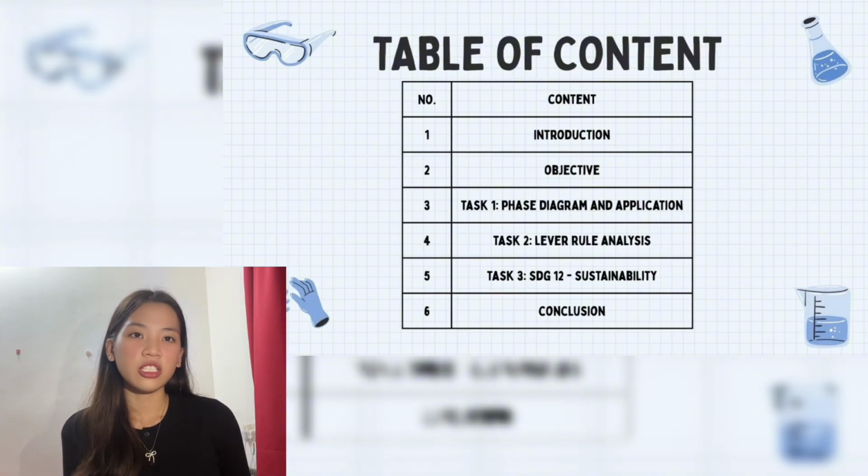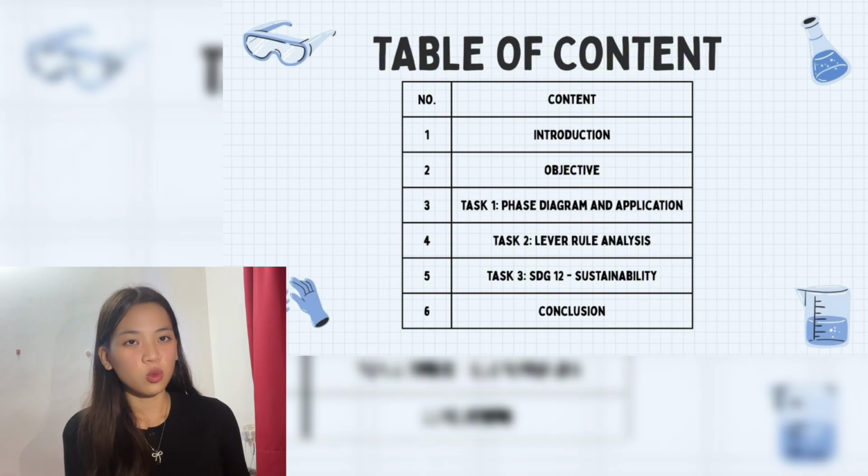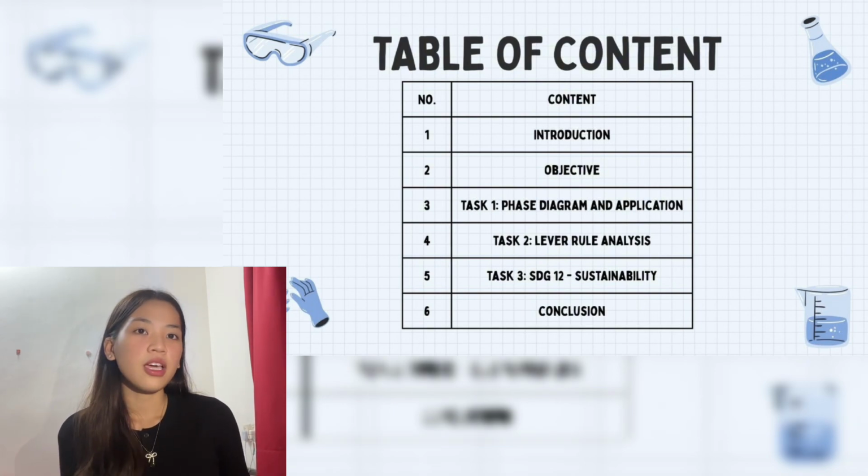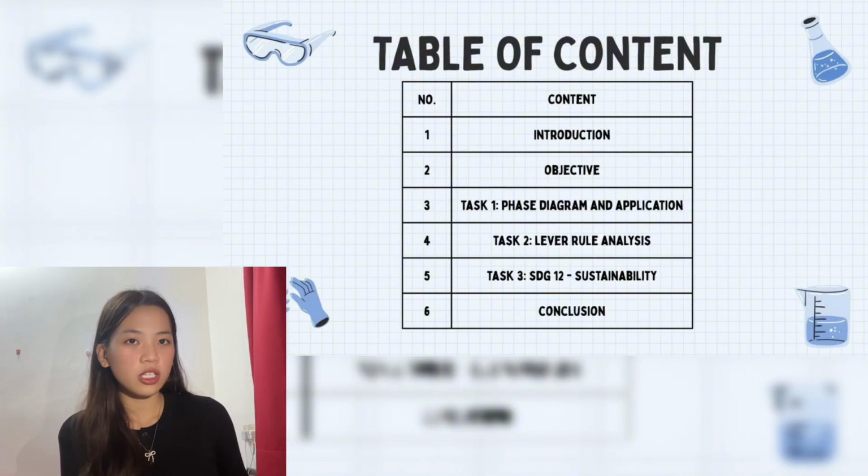First, the introduction and objective of the study will be outlined. Following this, Task 1 will cover the phase diagram and engineering application of the PBSN system. Task 2 will present the lever rule analysis and calculation of phase fraction. Finally, Task 3 will examine the system's relevance to Sustainable Development Goal 12 before concluding the study's findings.